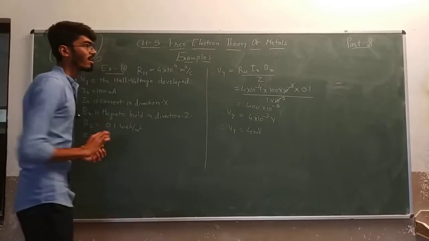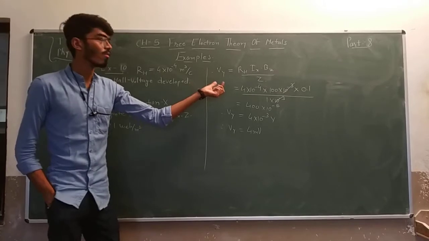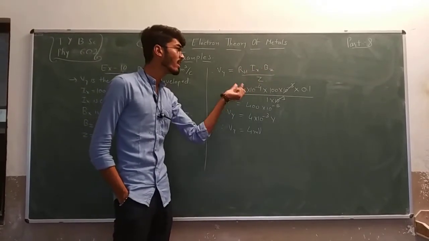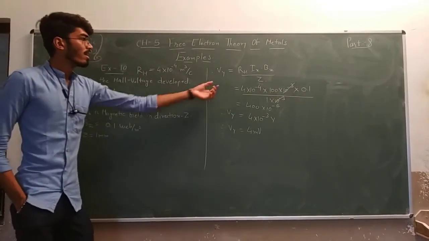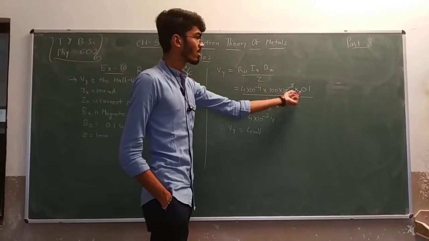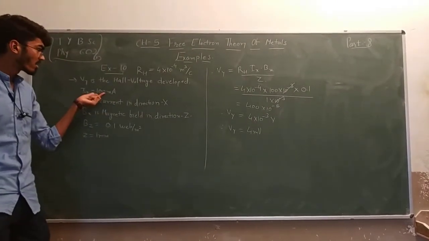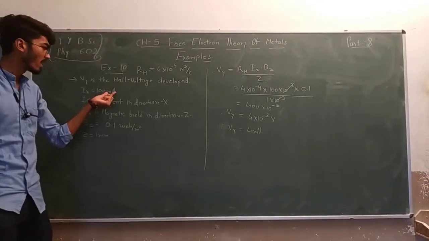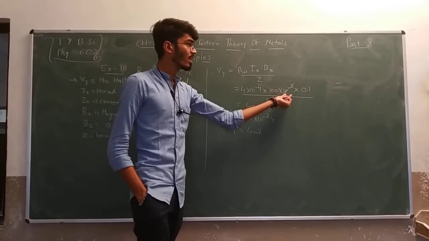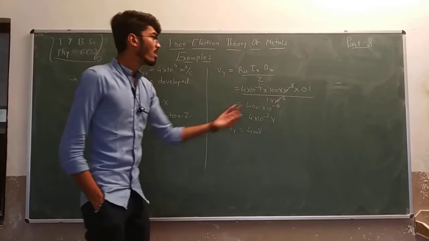After that, we know the equation of V_y. V_y is equal to R_H into I_x into B_z by Z, equal to 4 × 10^-4 × 100 × 10^-3, because this is I_x, the current in milliampere, so we convert it into ampere. So here we write 10^-3 into 0.1 upon Z.